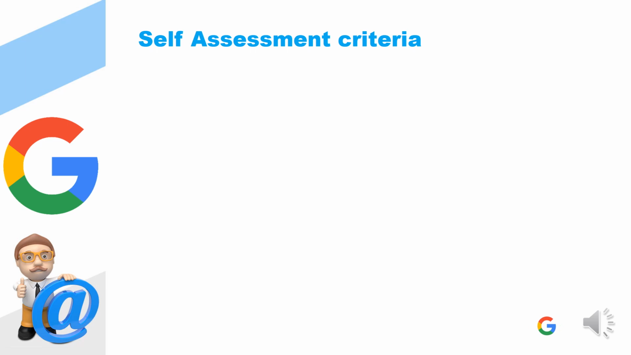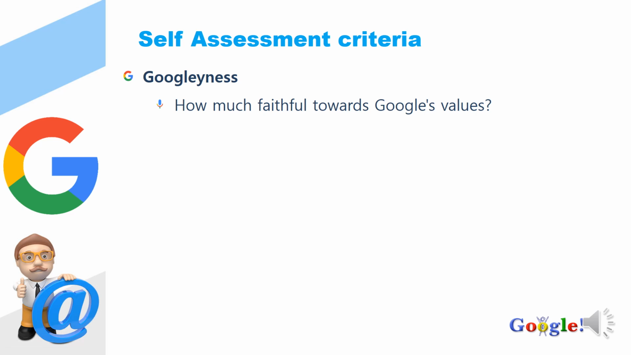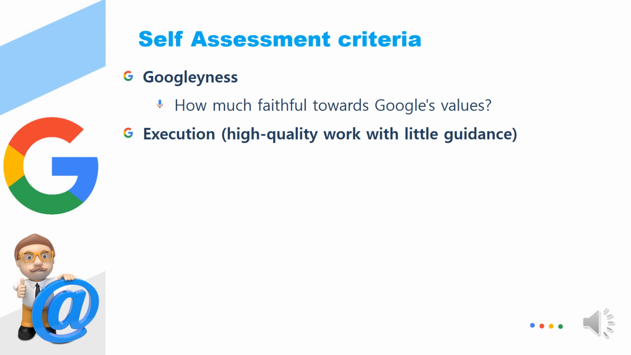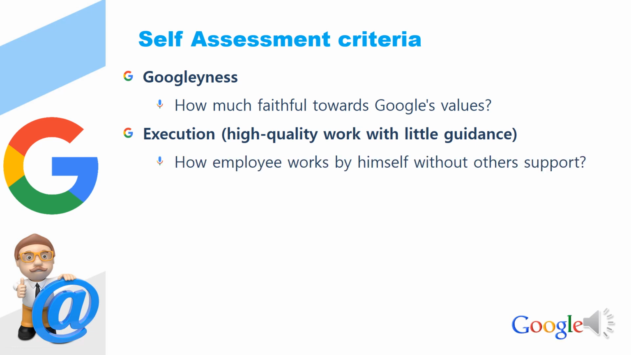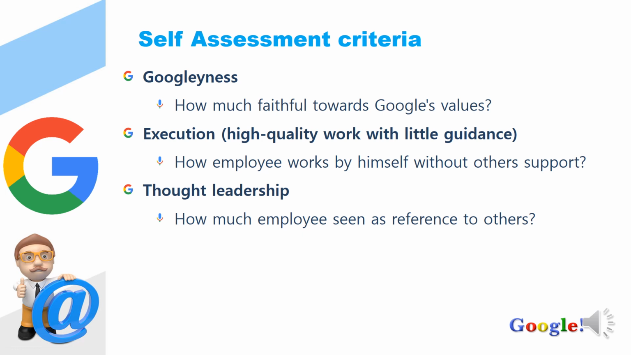The five criteria of self-assessment in Google are, first, Googleness, how faithful the employee is towards Google's values. Execution, that means high quality work with little guidance. It describes how the employee works by himself without other support in the organization. Thought leadership, how much the employee is seen as a reference by others, how they are helpful to others, how they try to uplift others. It will be evaluated by themselves.